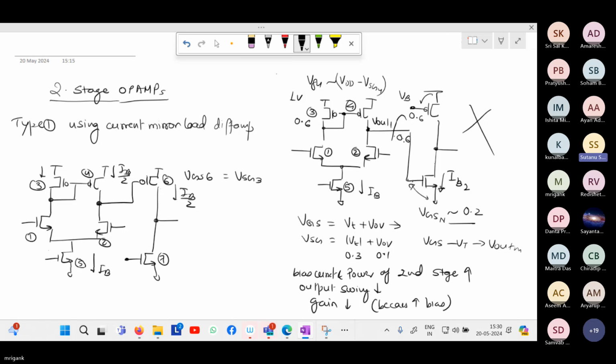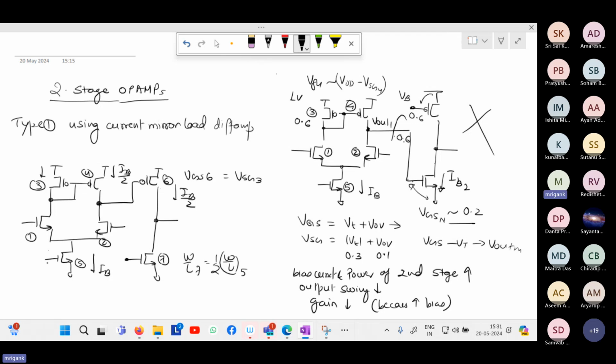of 7. Yes, because here, if we have IB by 2, we need to make sure that M7 is also biased such that it supports IB by 2. So in order to get IB by 2 in M7, we already have IB in M5. So if I make the W by L of M7 equal to half of W by L of M5, then we automatically bias M7 also for IB by 2. So depending upon the ratio between M6 and M4, we need to decide the ratio of M5 and M7, right? So this is clear to all of you?